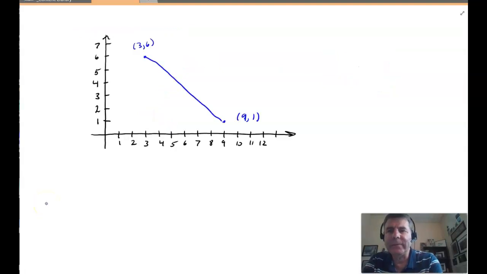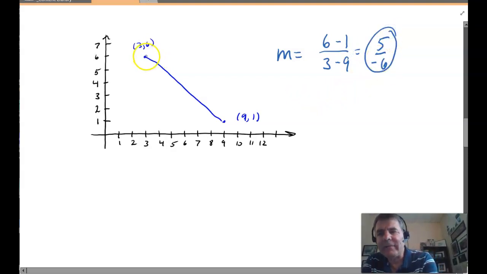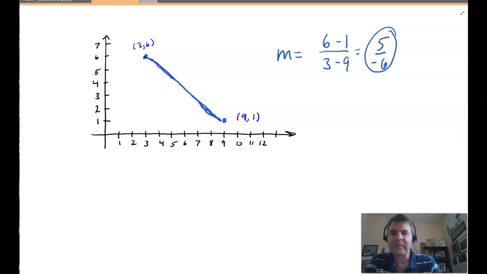Let's take a look at this one. Change in y is 6 minus 1. Change in x is 3 minus 9, which is 5 over negative 6. Negative 5/6 is negative, and this line is decreasing as we go from left to right along it. That's why it has a negative slope.